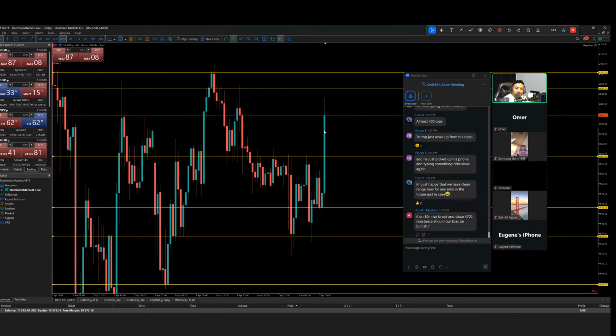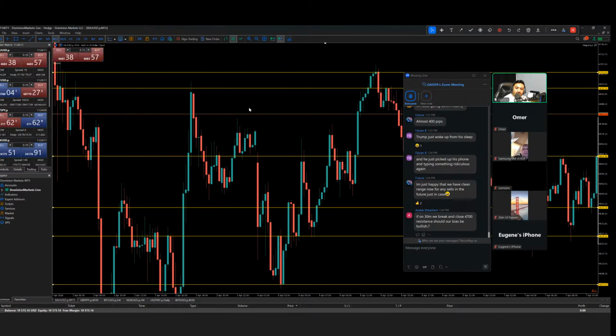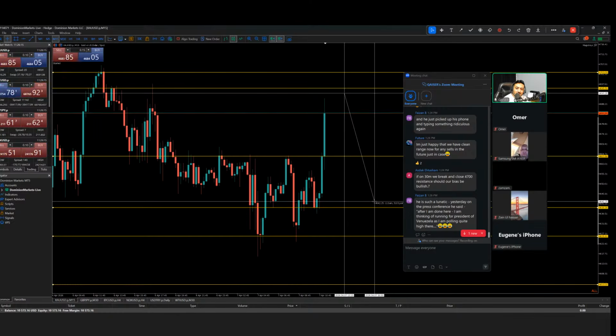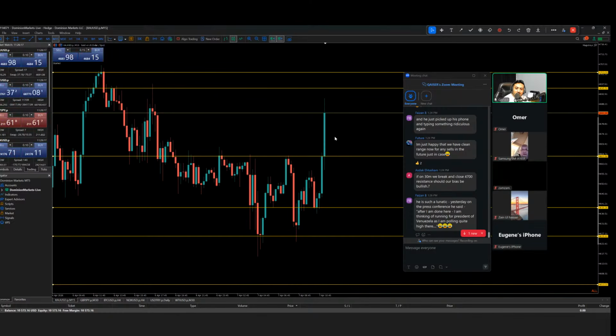Now it's starting to print clean ranges. Let's see if it can reject from this area and continue going to the downside, or if it's going to create some resistance, support, confirmation, and then retest the high.